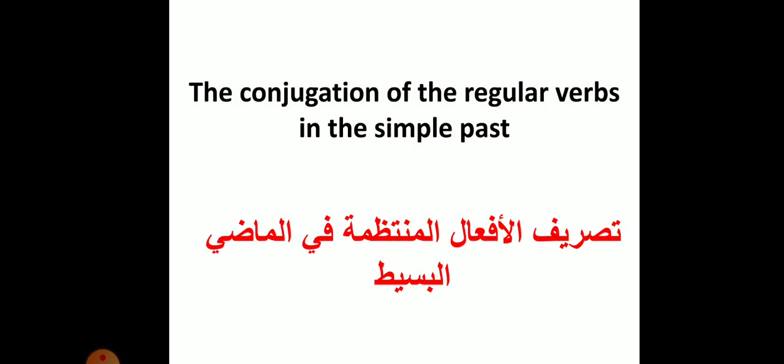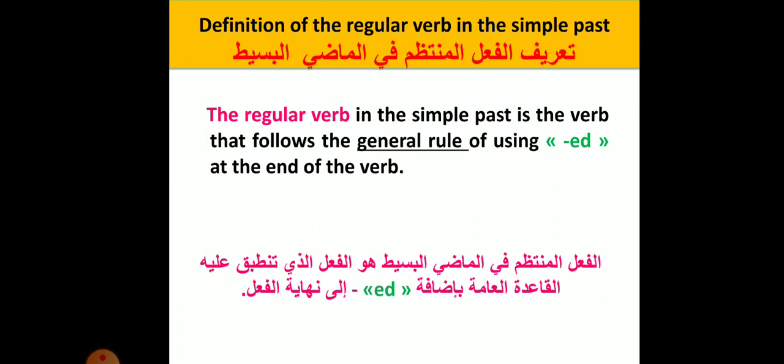Okay? So let's see the regular verbs in the simple past. First of all, here we have a definition of the regular verb. The regular verb in the simple past is the verb that follows the general rule of using ed at the end of the verb. So the general rule, we just add ed at the end of the verb.